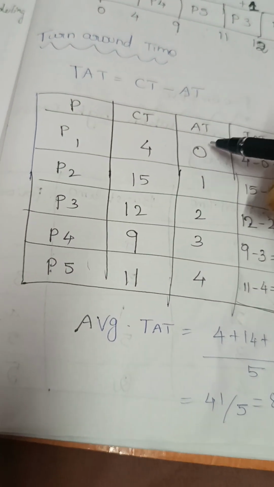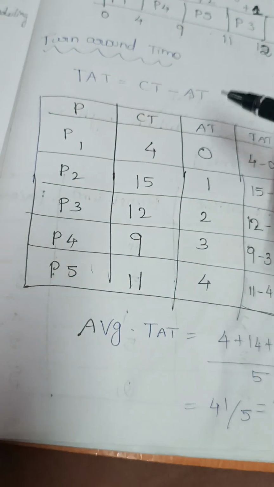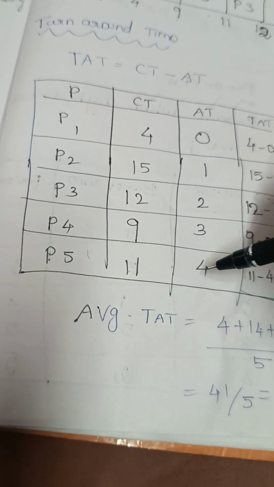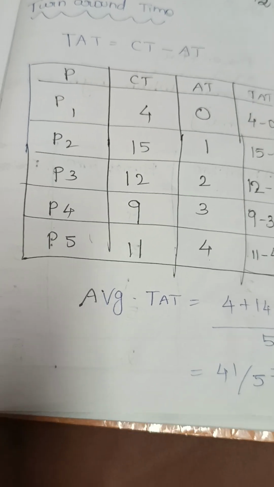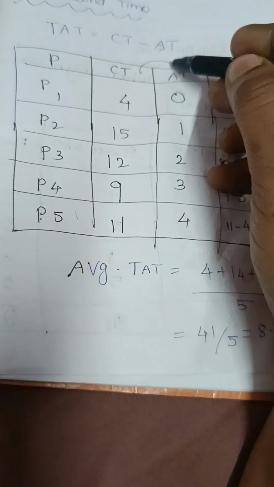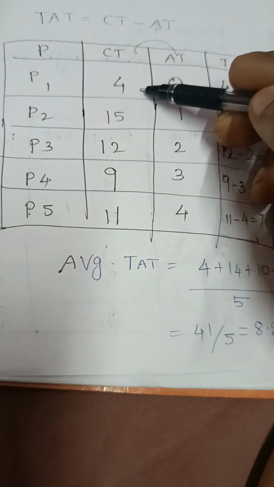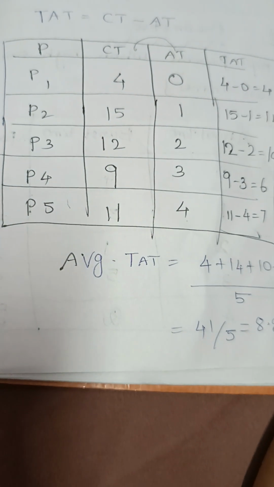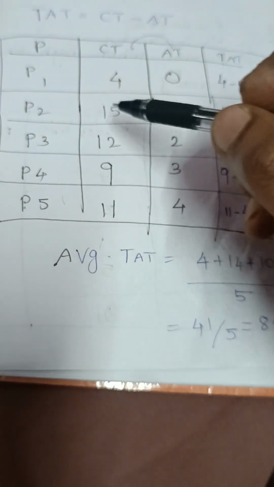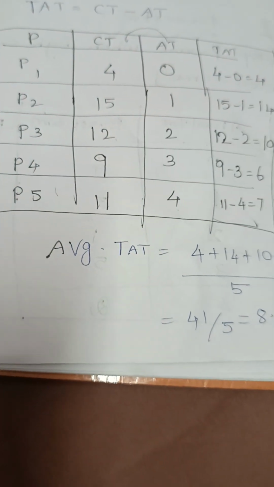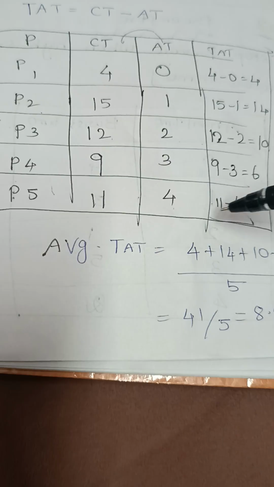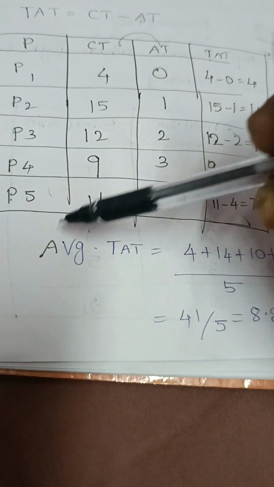Next, arrival time is given in the problem, so you copy from the problem: 0, 1, 2, 3, 4. And then turnaround time means completion time minus arrival time. So 4 minus 0, 4 for P1, 15 minus 1 equal to 14 for P2, and then 12 minus 2, 10 for P3, and 9 minus 3, 6 for P4, and 11 minus 4, 7 for P5.